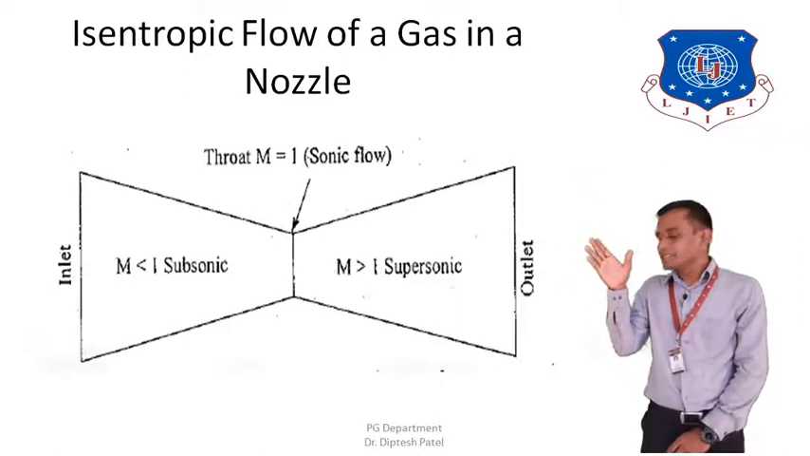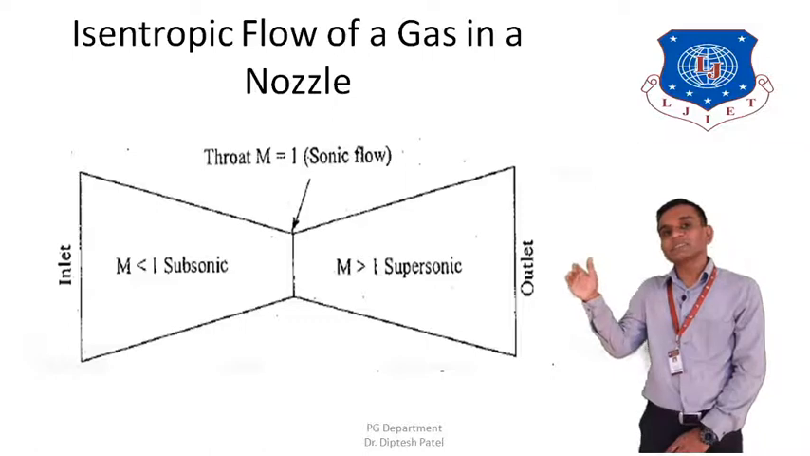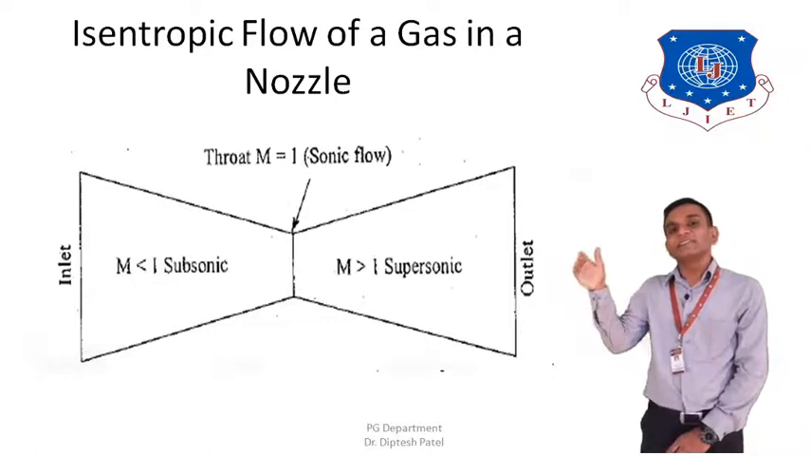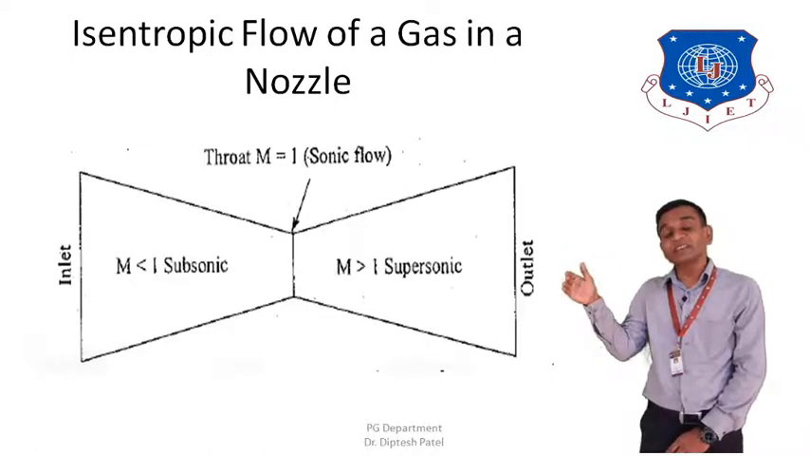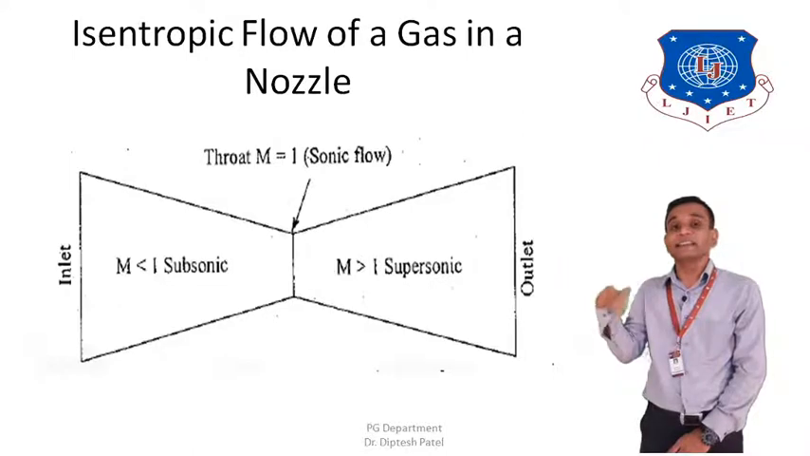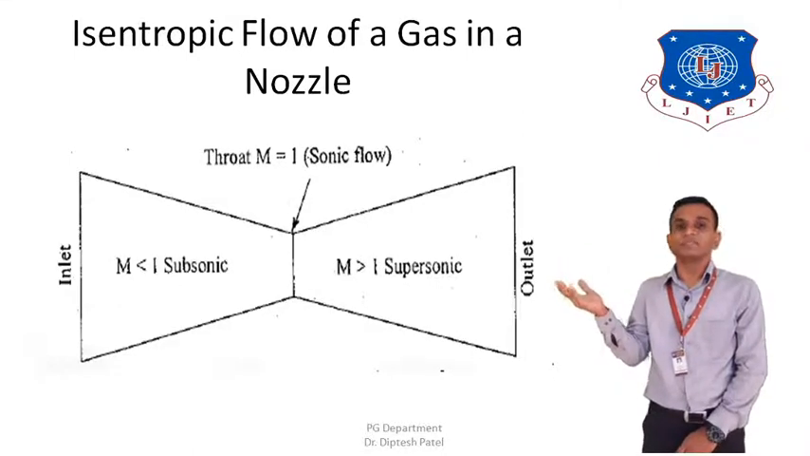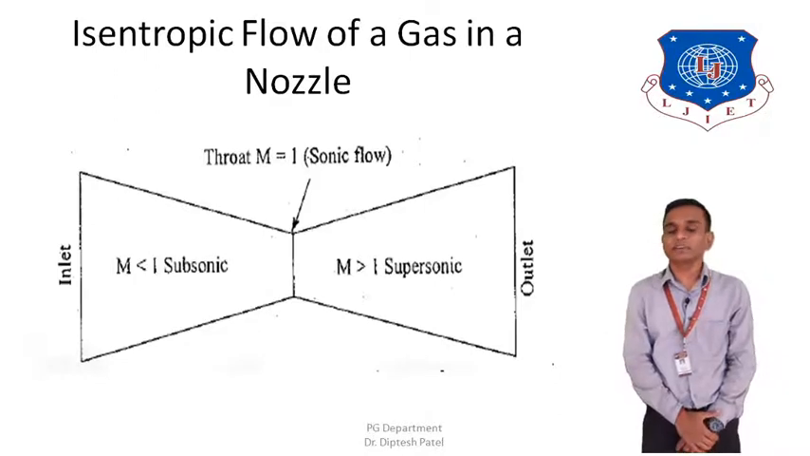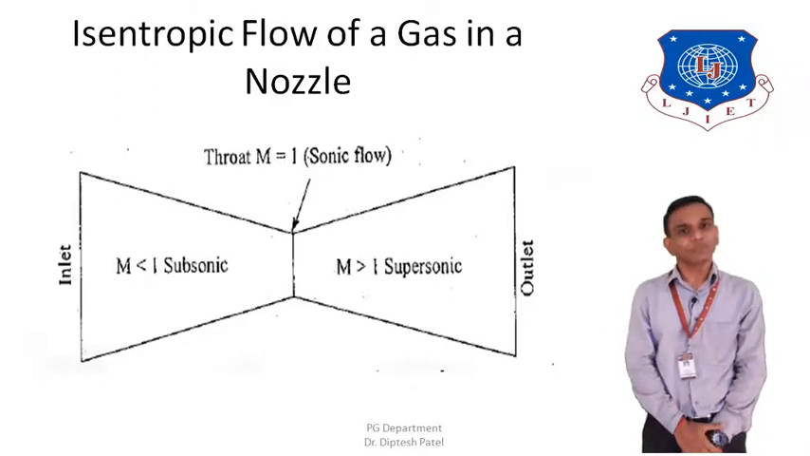Then as it moves further from the throat section to the outlet section, further expansion takes place and the reduction in energy or enthalpy leads to a further increase in the velocity, and that ultimately increases the velocity from sonic to supersonic. So this is how isentropic flow takes place in nozzles.